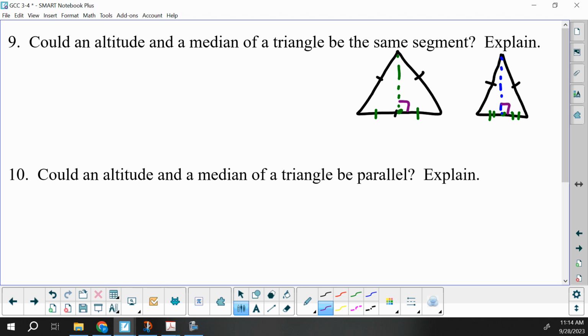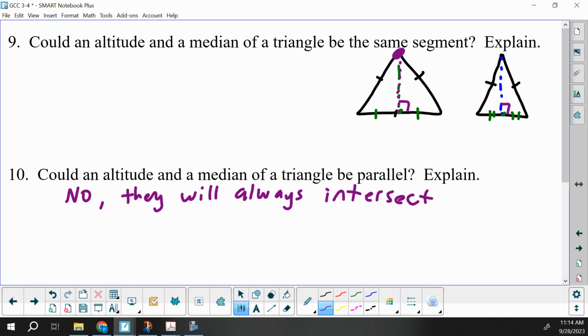Can the altitude and the median of the triangle be parallel? Well, parallel lines can never intersect. Because the median and the altitude are both coming from the vertex always, they're always going to intersect at the vertex. So therefore, they can never be parallel because they're guaranteed to intersect there. So no, they will always intersect at the vertex.